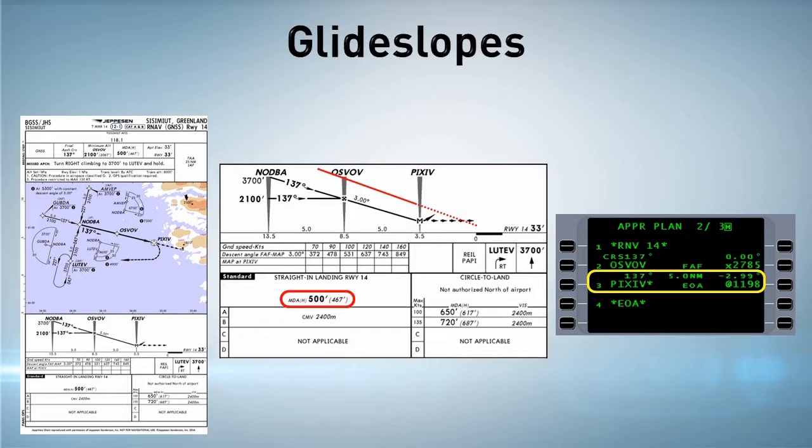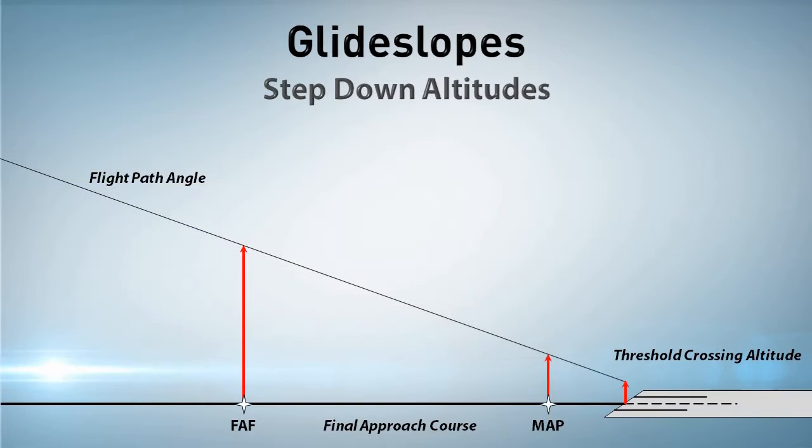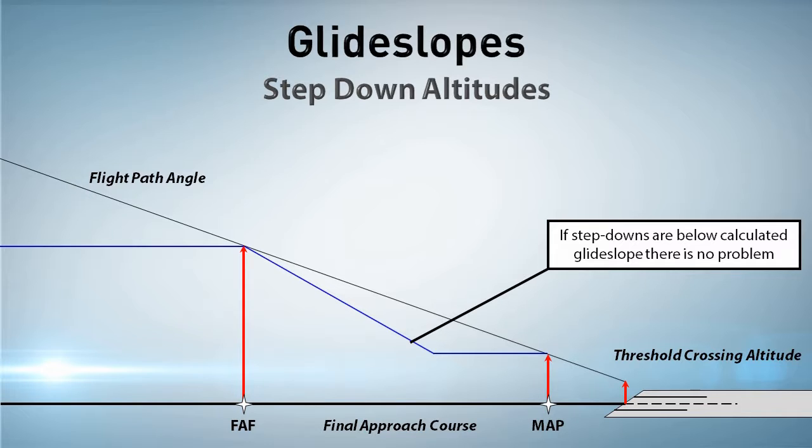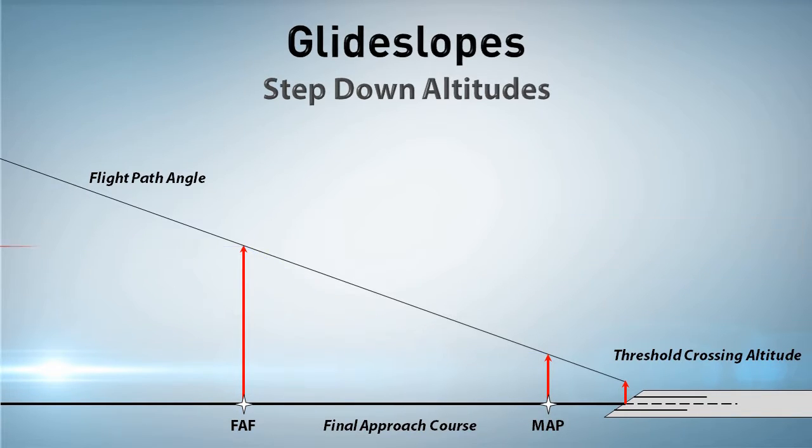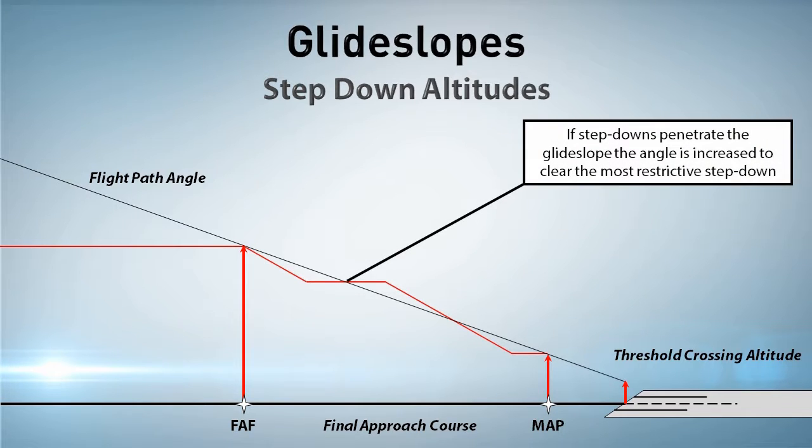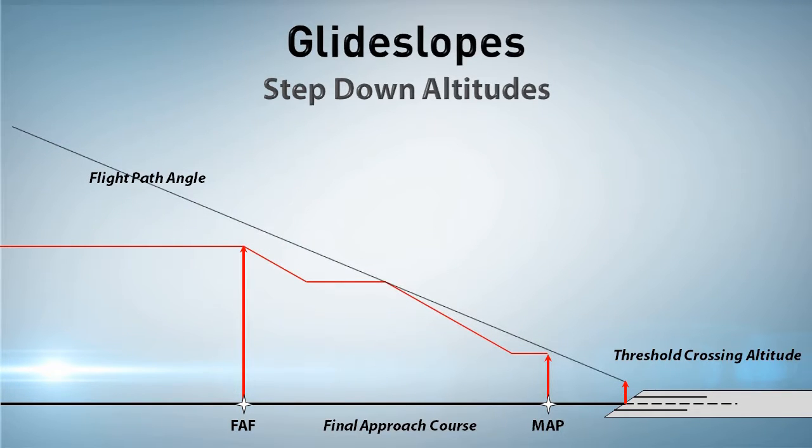This is not a problem since the FMS is giving you an advisory-only glide slope, taking you down to an MDA. When Jeppesen calculates the flight path angle, they have to take into account any step-down altitudes. If the step-down altitudes in the procedure are below the calculated glide slope, then there is no problem. However, if the step-down altitudes violate the glide slope, then Jeppesen is required by ARINC 424 to recalculate the flight path angle so that no step-down altitudes are violated.